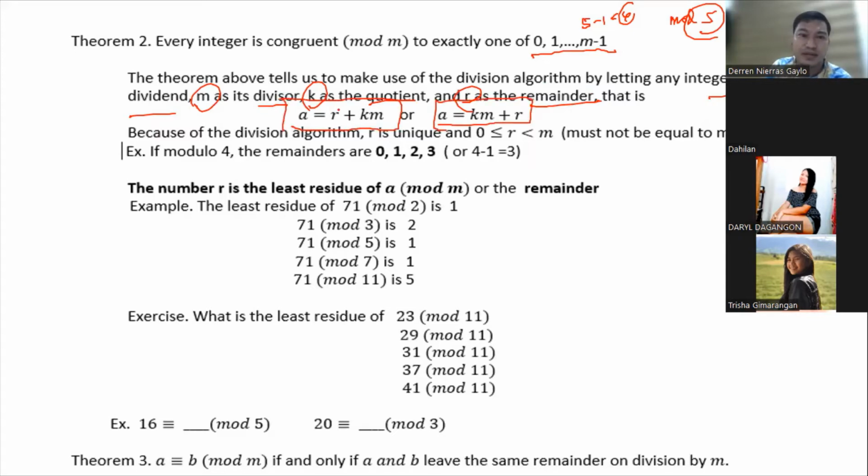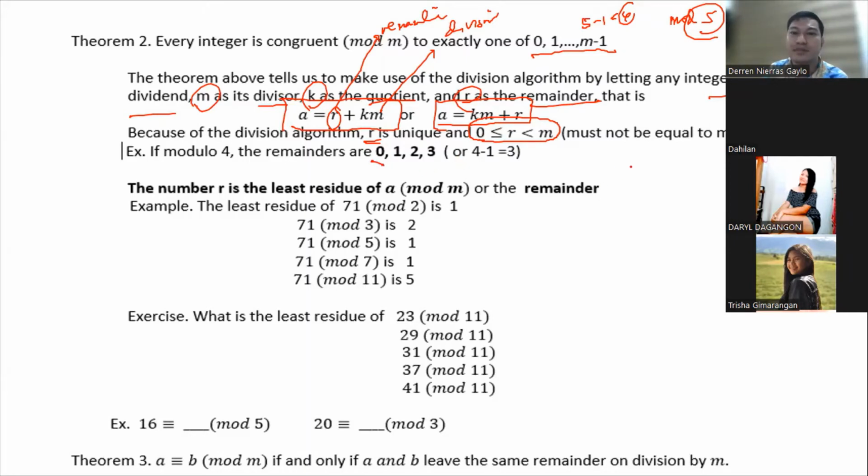So here is the remainder, and m is the divisor, like 6 divided by 3 or something like that. Because in the division algorithm r is unique. By the way, our remainder must be less than m, less than the divisor, but greater than or equal to 0. It cannot be negative. It must be positive, starting from 0.